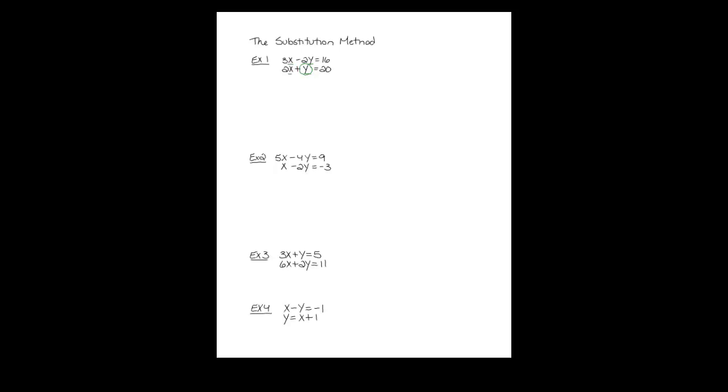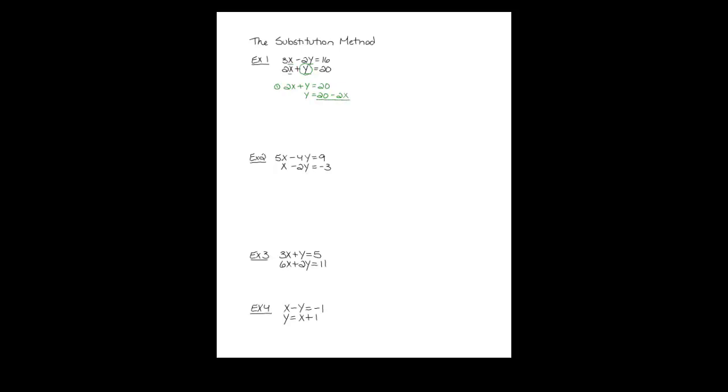So we're going to take this equation, this is step 1, 2x plus y equals 20, and we're going to solve for y. So we're going to subtract 2x from both sides. That will give us y equals 20 minus 2x.